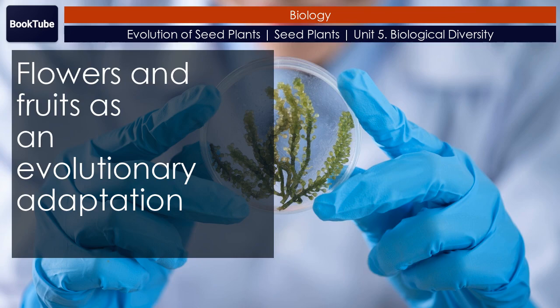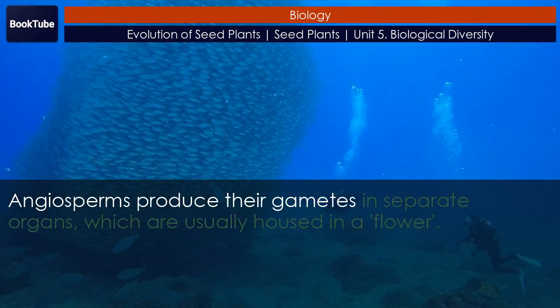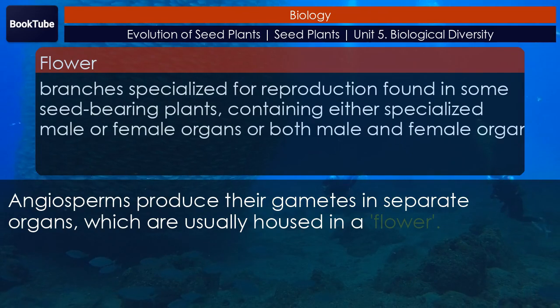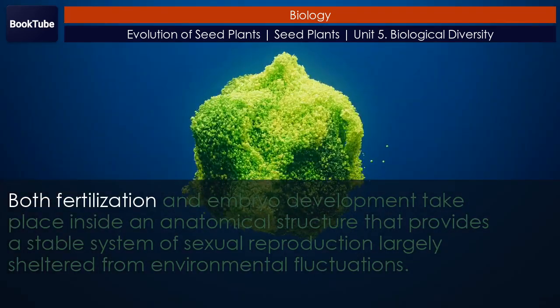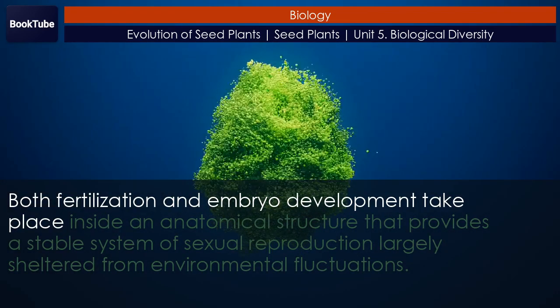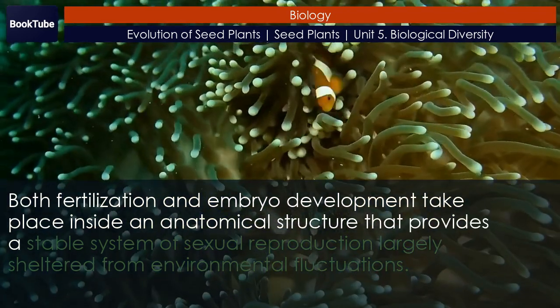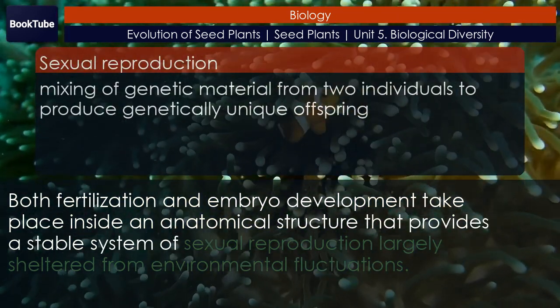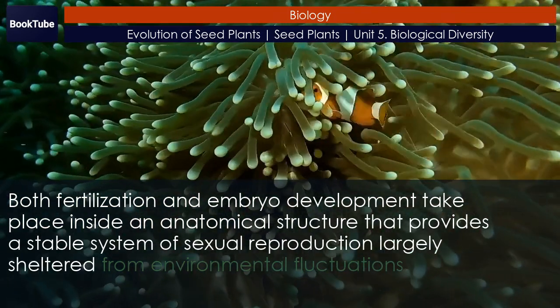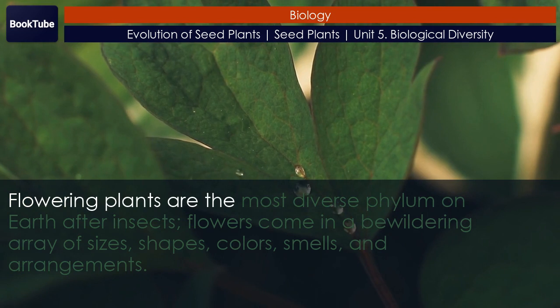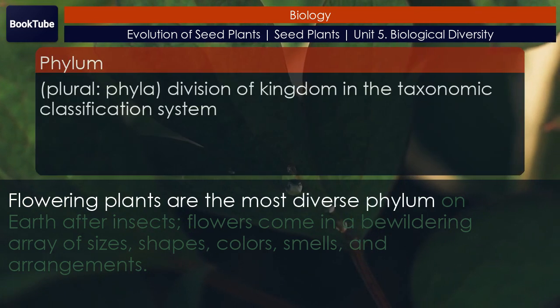Flowers and fruits as an evolutionary adaptation. Angiosperms produce their gametes in separate organs, which are usually housed in a flower. Both fertilization and embryo development take place inside an anatomical structure that provides a stable system of sexual reproduction, largely sheltered from environmental fluctuations. Flowering plants are the most diverse phylum on Earth after insects.